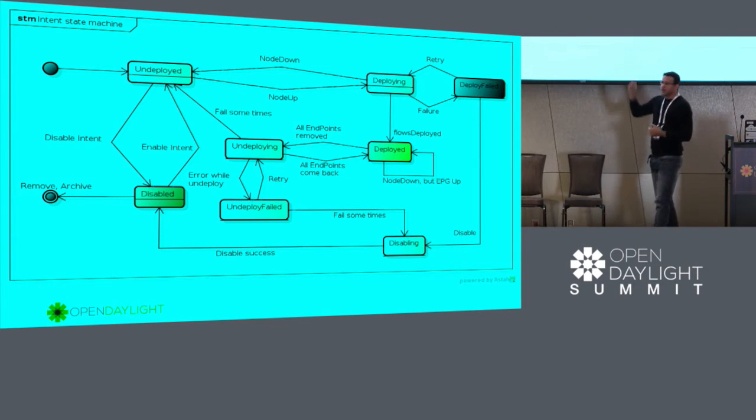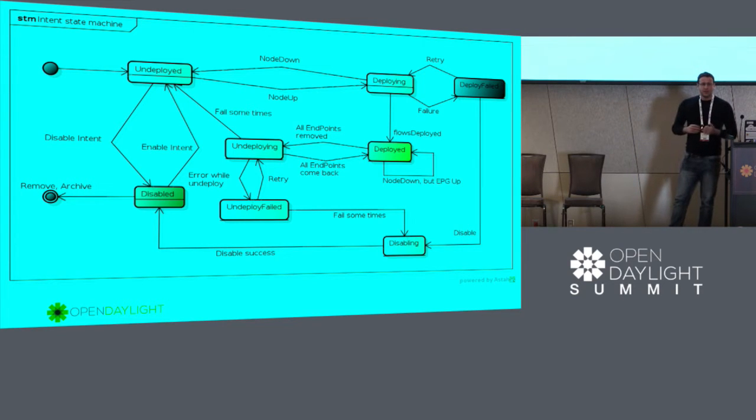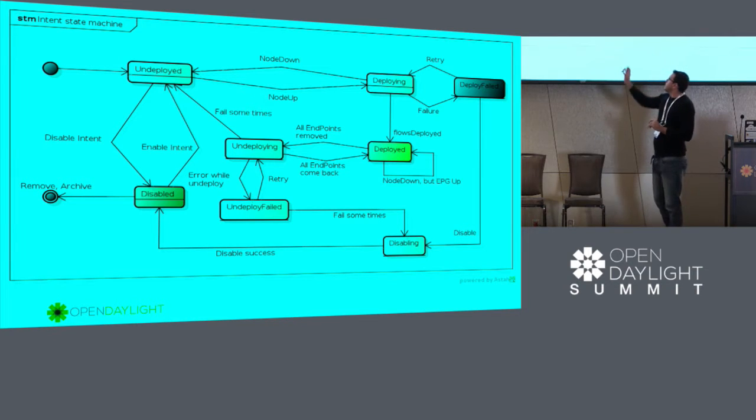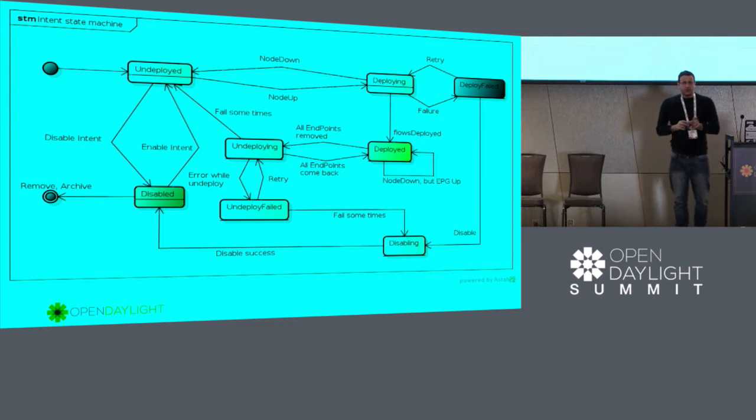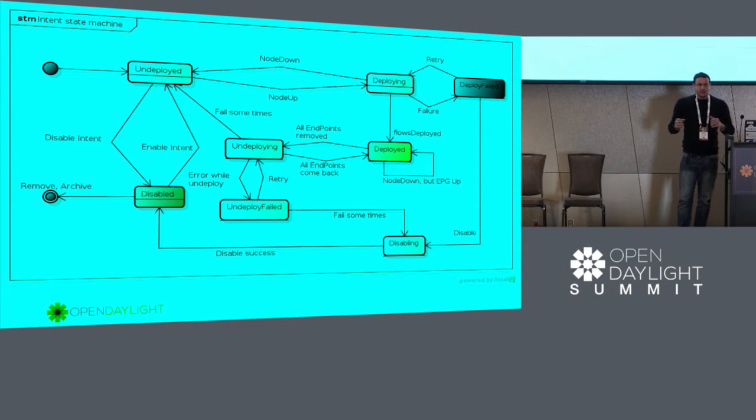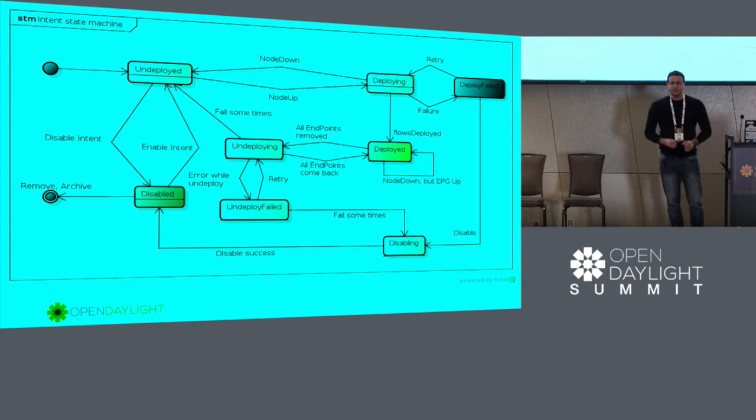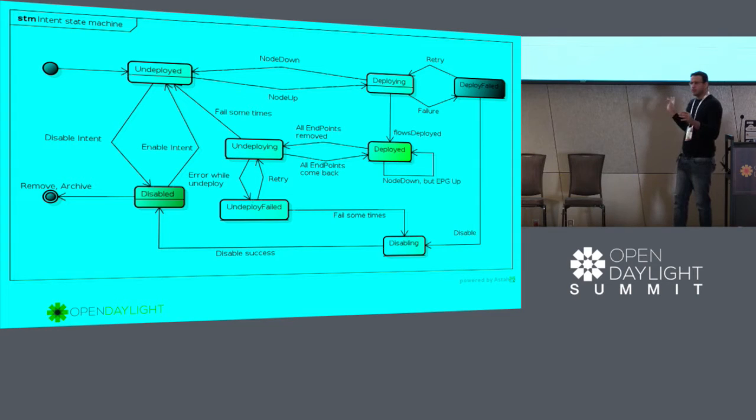And once we have the intent as undeployed, the intent state machine will try to create all those transactions to try to deploy this intent. So in this case, it means that the intent should go from undeployed to the deploying state. When the intent is in the deploying state, it means that all the flows are being created, and the NIC will try to push these flows to the switches. Once we have all those flows done and already deployed on the switch, it means that we have this intent in the deployed state.